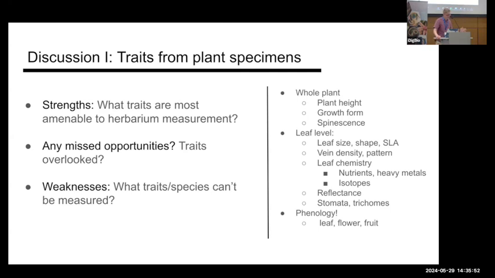All right, so traits from herbarium specimens. I wanted to talk with the group, thinking about strengths, weaknesses, missed opportunities. So I'll just read these questions and then we can riff from there. What traits are most amenable to herbarium specimen measurement? Which traits or species can't be measured and why? Is there anything we can do about that? And are there any missed opportunities? Are there traits that we're overlooking? So yeah, okay. Anybody have anything they want to say?